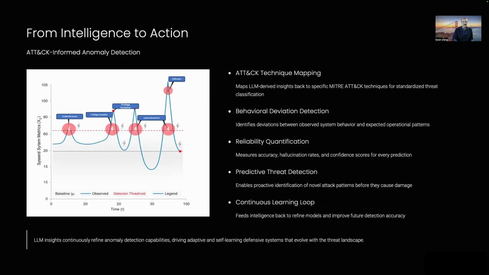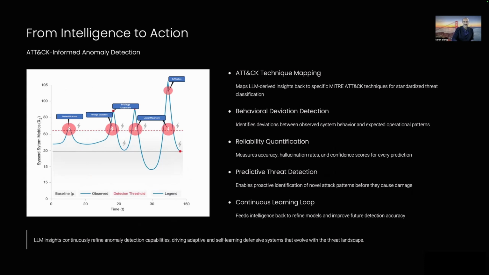Now, this is an interesting slide. What it shows is how LLMs actually help do anomaly detection, attack-informed anomaly detection. If you look at the blue line, that is the data that comes in, right? There is a dotted red line, which is the detection threshold. So when the activity goes beyond the detection threshold, the LLM is able to highlight that and figure out that it is an anomaly. It is able to identify what kind of anomaly it is.